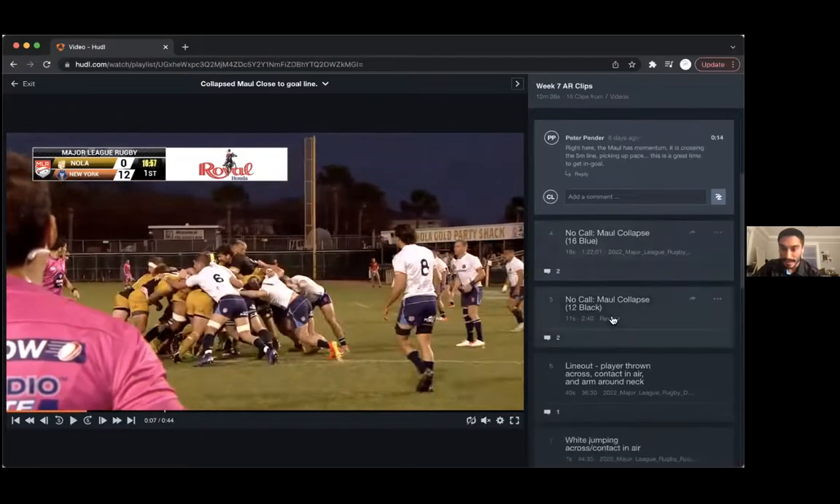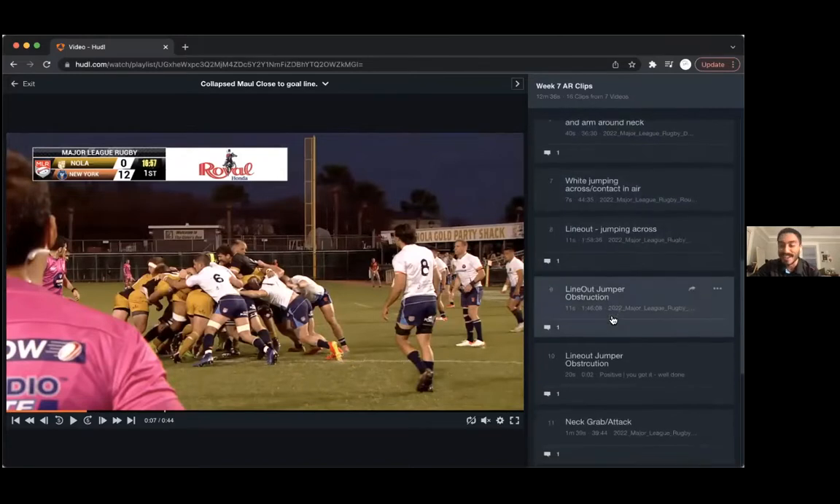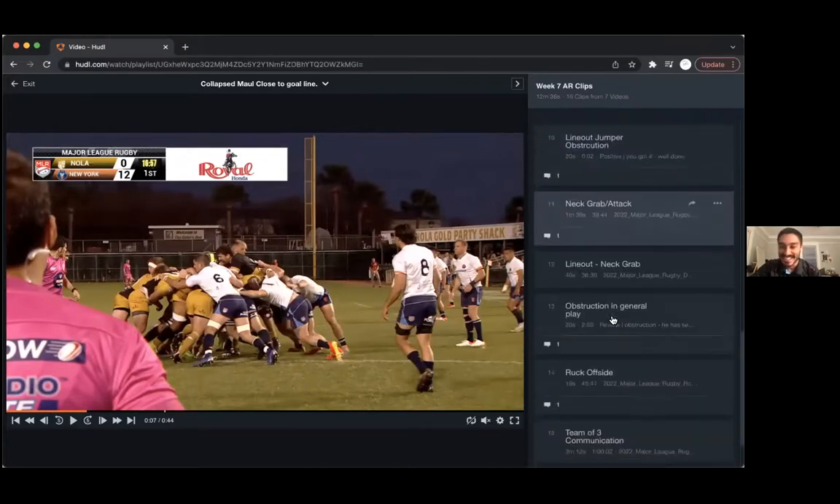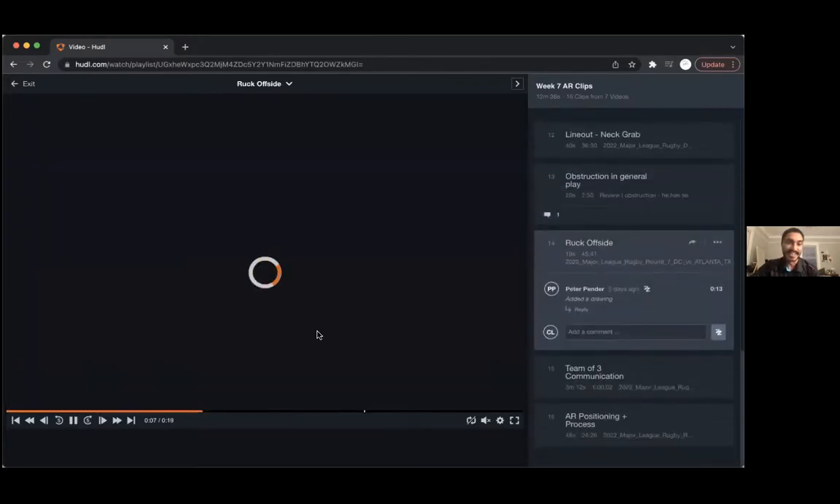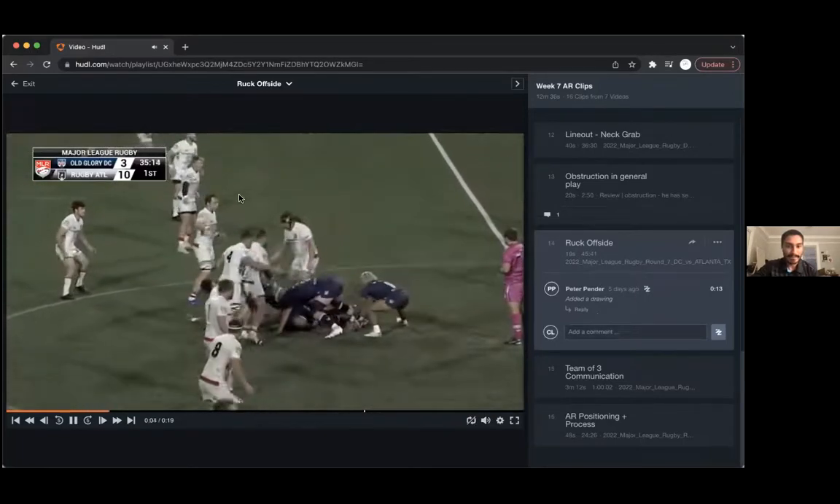This isn't what we're looking for either. We had a lot of maul issues last week, so we had a lot of clips talking about mauls. Ruck offside here. Here's a good one. I'll turn the sound on. Few carries. They are a very dangerous team when they carry.